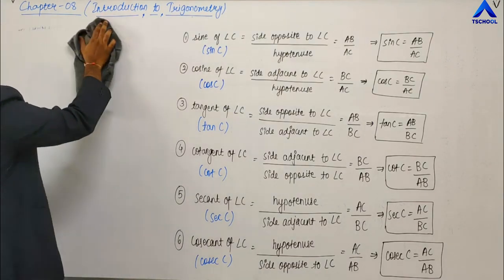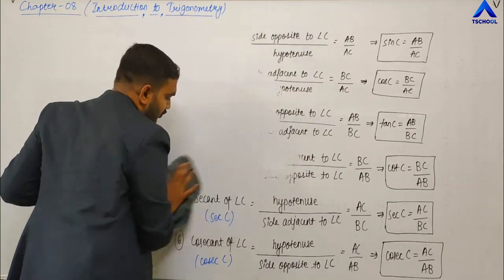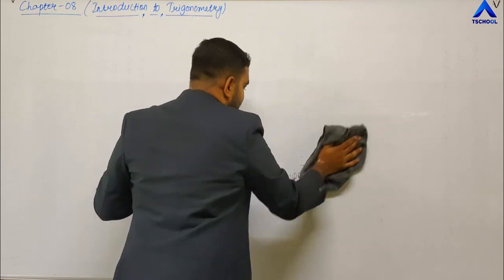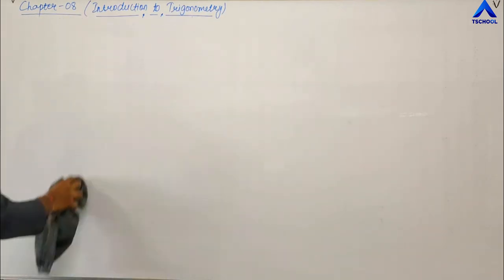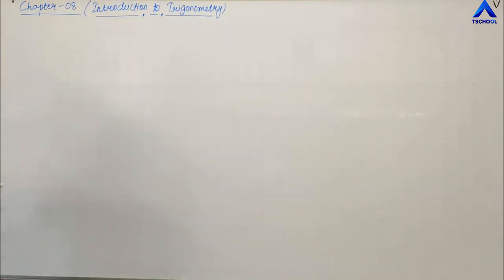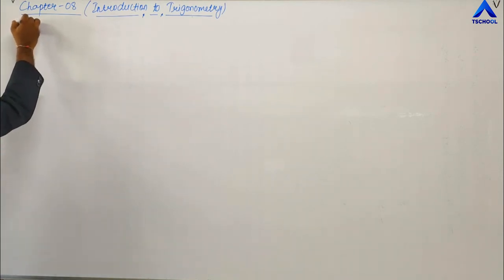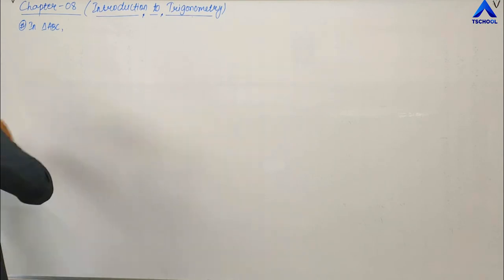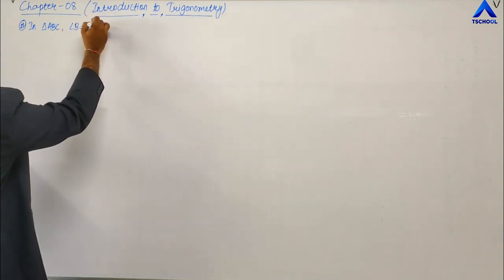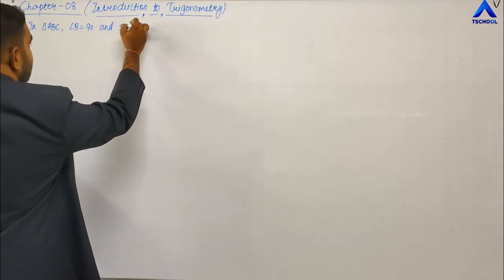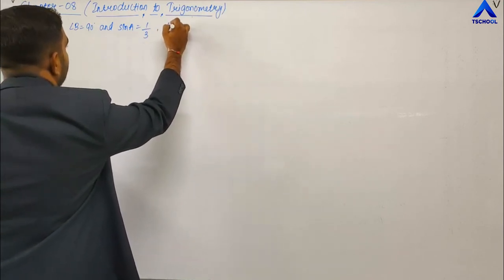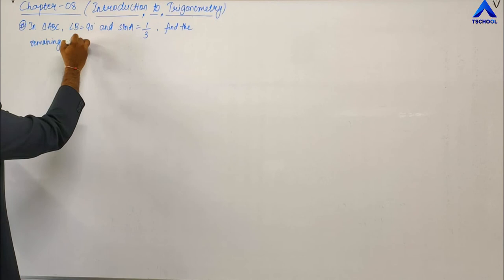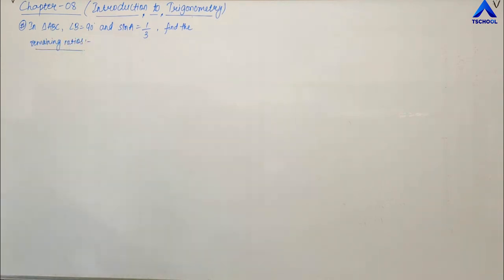Now friends, after seeing what the trigonometric ratios are, we will see how we can obtain these trigonometric ratios when you are given a real example. So let us see one of the examples, I have a question. In triangle ABC, angle B is equals to 90 and sine A is equals to 1 upon 3. Find the remaining ratios. You need to find out the remaining ratios.